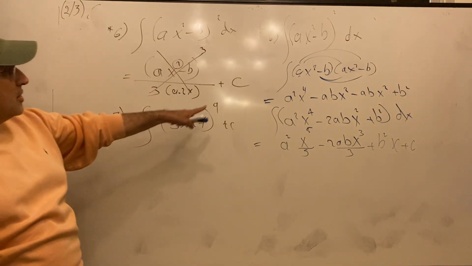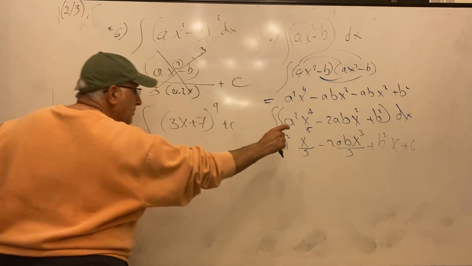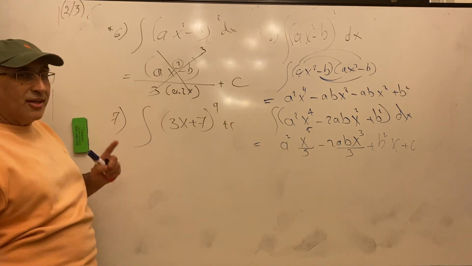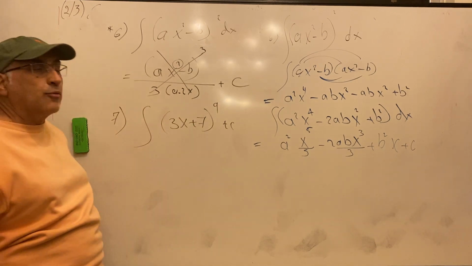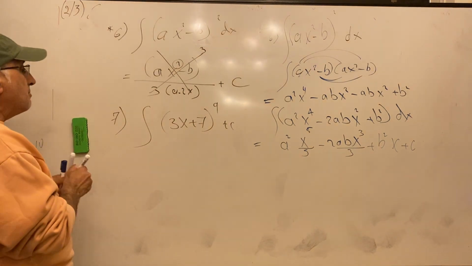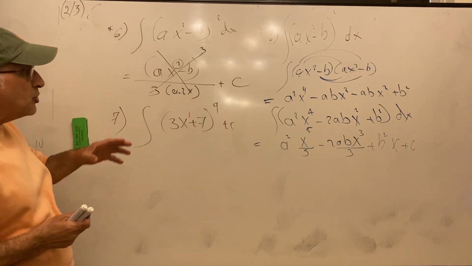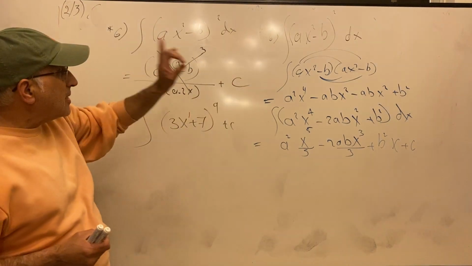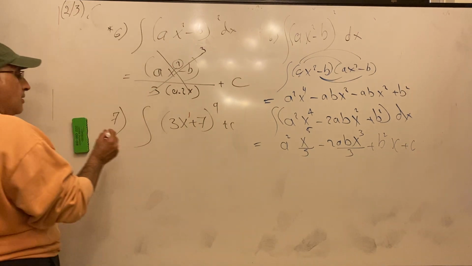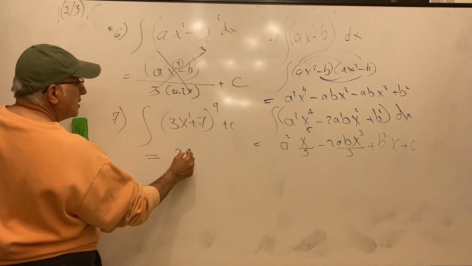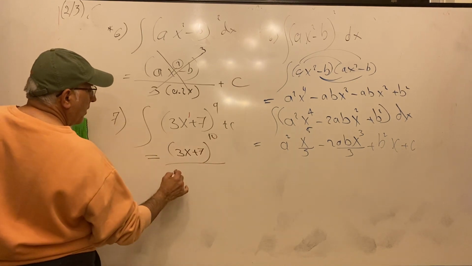Am I crazy to do this like that? I have to multiply 3x plus 7 nine times. But the good thing about it is that the inside is linear. What do you mean by linear? I mean this is power 1. So remember, don't mix up anything you want to do, except it's being quadratic, don't do it, or more. So simply that one, very easy. 3x plus 7 to the power of 10 divided by 10.